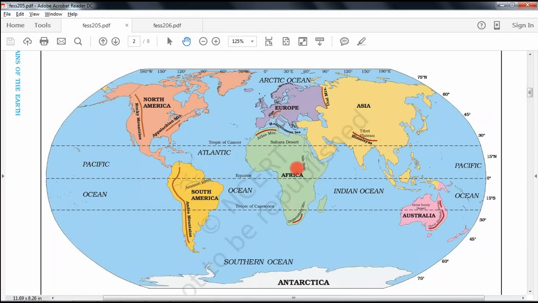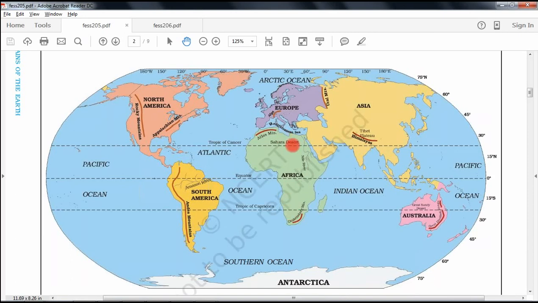The second largest continent is Africa. Africa is the continent which stretches across northern and southern hemisphere also. And Asia is almost entirely in the northern hemisphere, but Africa spreads both in the northern hemisphere as well as the southern hemisphere.